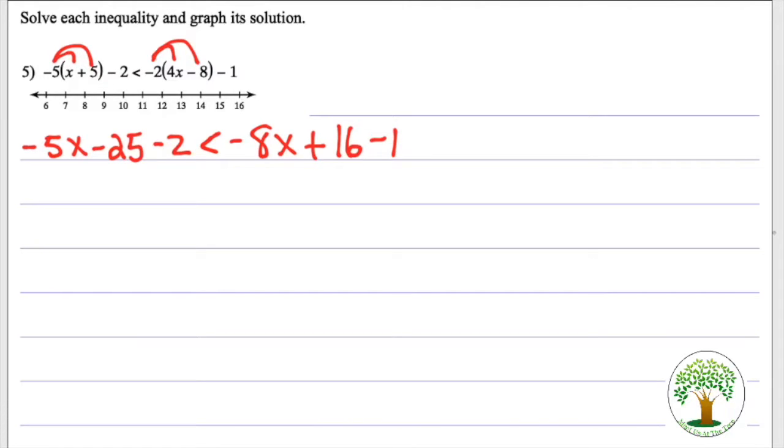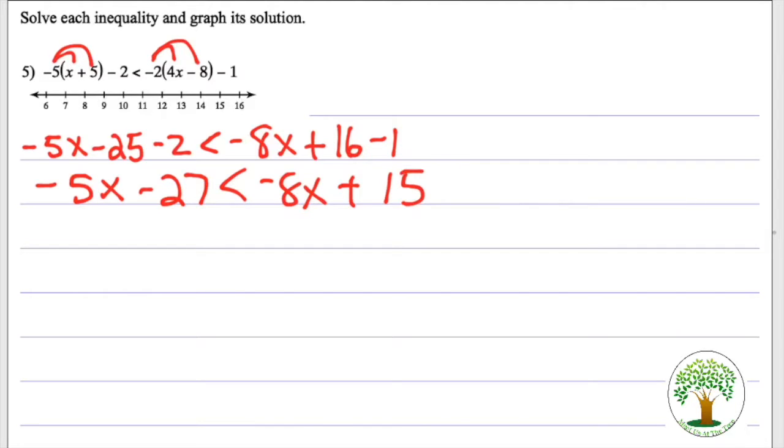Let's bring together our like terms. That's not going to change the inequality at all. I still have my negative 5x. I still have this, which is going to be negative 27. My inequality. My negative 8x comes from there. And we're going to combine that, which makes positive 15.